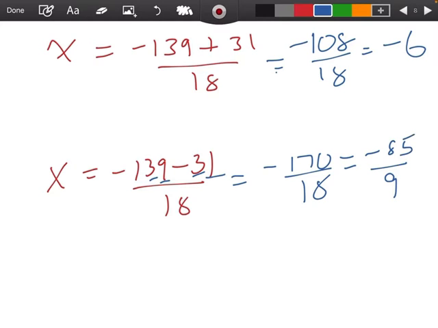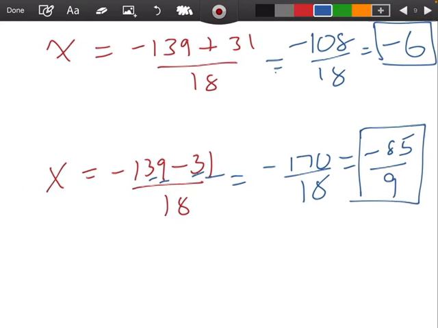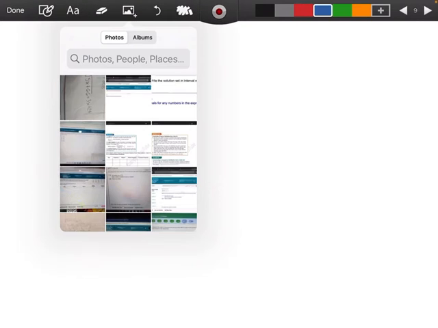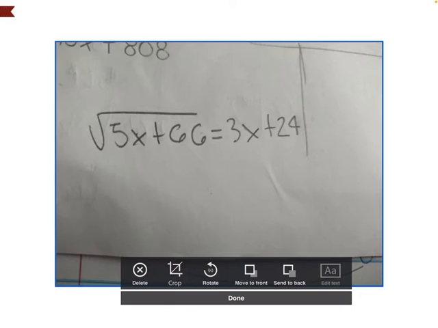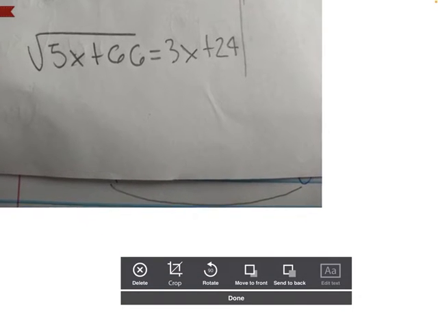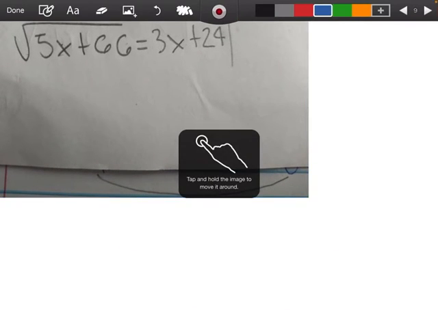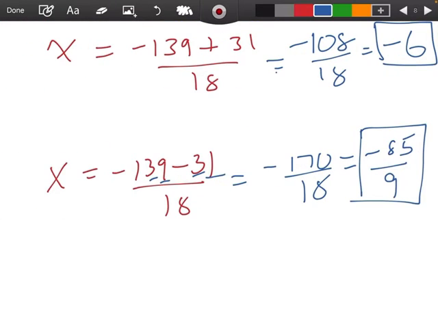Okay, so we have two answers. We have negative 6, and we have negative 85 over 9. So what we need to do is check those answers, okay? The way I'm going to check those answers is to come back to the original problem. Here it is. Let me move it over here like that. Okay. And the first answer we're going to check, let's check negative 6, okay?